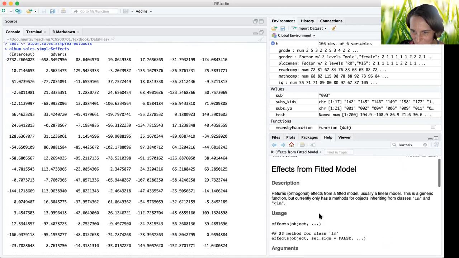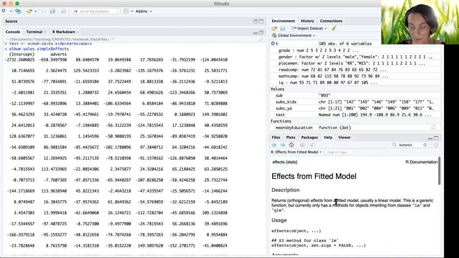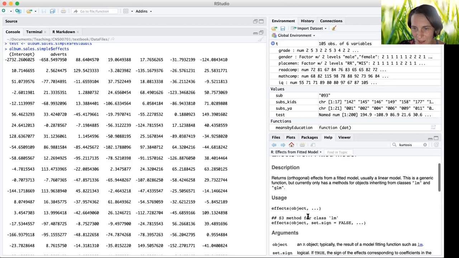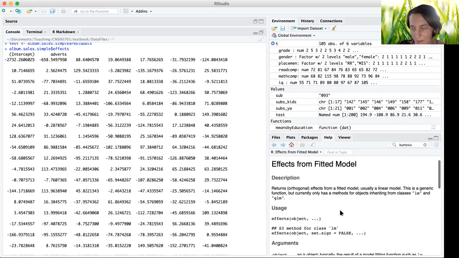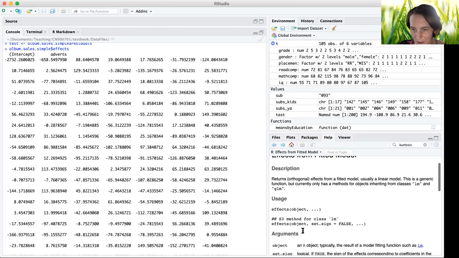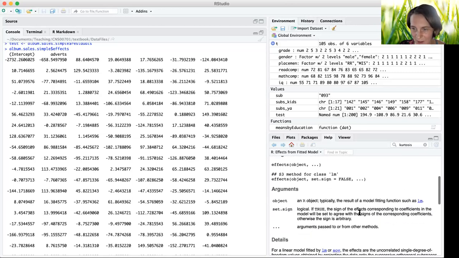Okay. Effects from the fitted model, right? So I'm just demonstrating what you would do if you don't know what your model is doing, right? So then you see the effects from the fitted model. I've never used that before, by the way. I don't know either. So, effects object. R is an R object.